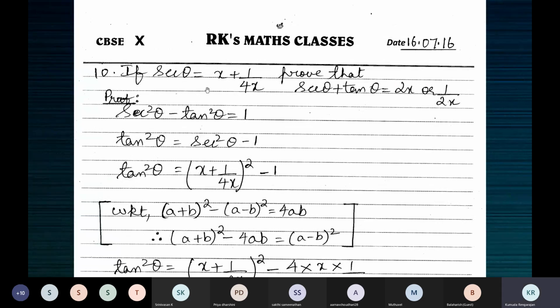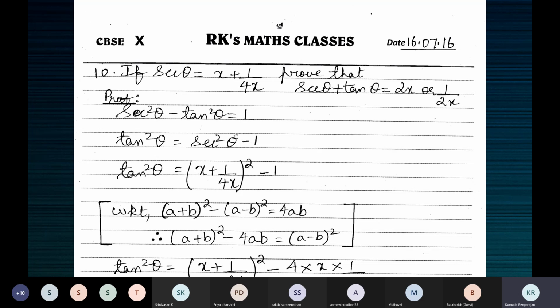So here the idea is this, children. We have to prove that secant theta plus tan theta is 2x or 1 by 2x. We are given secant theta, so we are going to find tan theta. See, we have secant theta with us, and we know that secant theta and tan theta are so much connected through this identity.